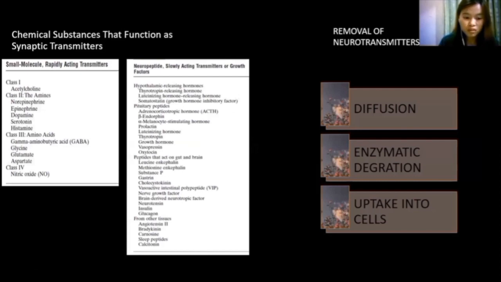Now, removal of neurotransmitter. There are three ways to remove neurotransmitter in the synaptic cleft. First is diffusion: the neurotransmitter will simply diffuse out of the neurons. Next is enzymatic degradation. As we can remember, in the neuromuscular junction there is a substance called acetylcholinesterase, which will degrade the acetylcholine in the synaptic cleft. And finally, the neurotransmitter will be taken up into the cells and removed in this manner.